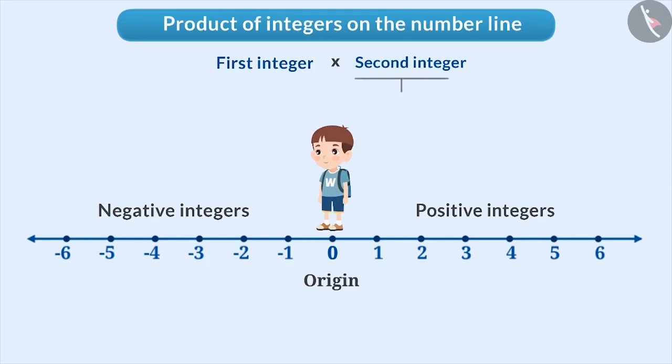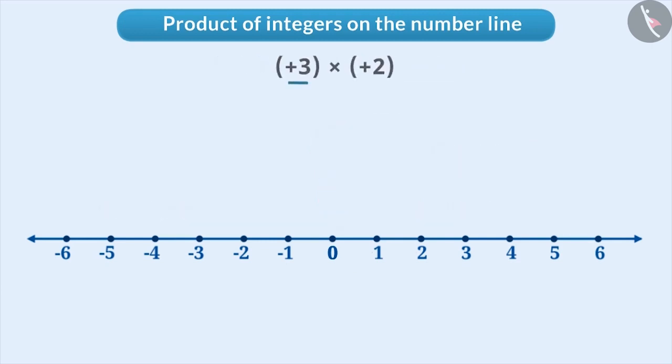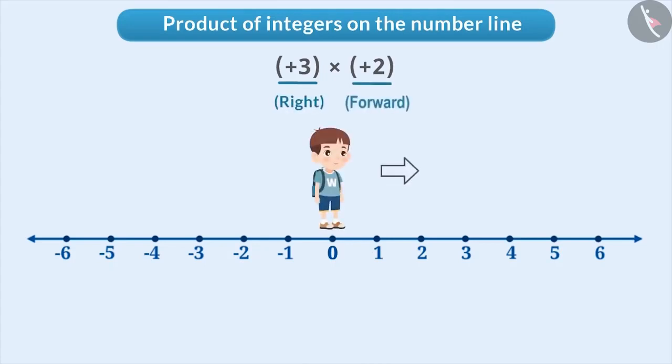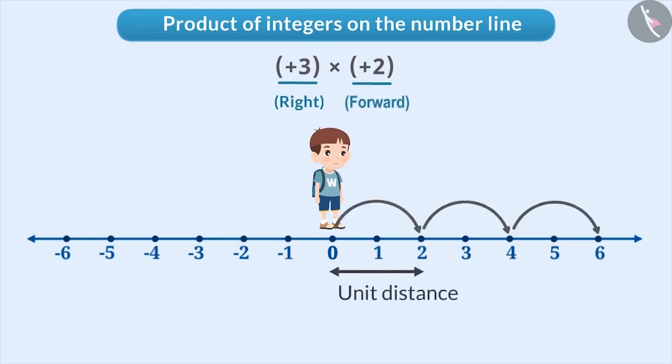Similarly, if the second number is positive, then the person has to move in a forward direction. And if it is negative, he has to move backwards. In this situation, positive 3 into positive 2, the first number is positive. That means the person is looking towards the right. And since the second number is also positive, he will take 3 steps of 2 unit distance in forward direction. Therefore, the result of multiplication is positive 6.